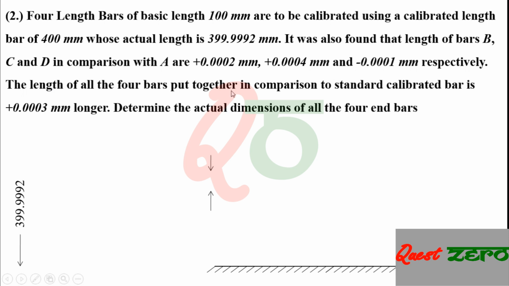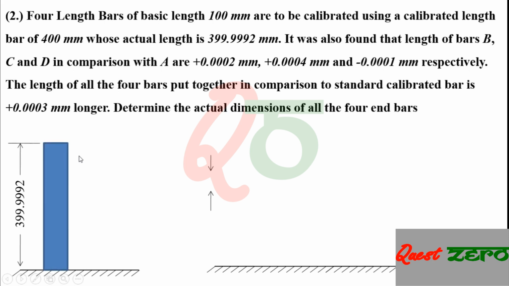The length of all the 4 bars put together in comparison to the standard calibrated bar is 0.0003 mm longer. Determine the actual dimensions of all the 4 end bars. So the first step is to write the diagram. First I will write the end bar, the actual length bar. So length bar has a basic dimension of 400, but its actual dimension is 399.99992 mm.